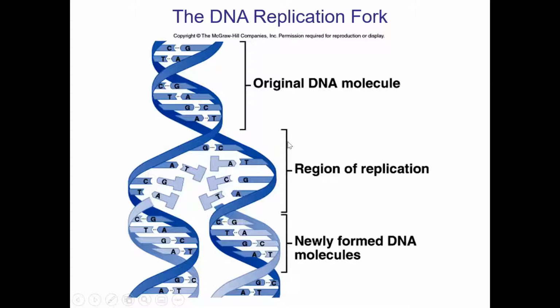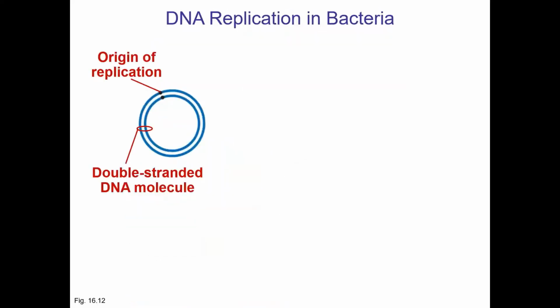Let's zoom in and take a look at some of the details. The area where replication begins is called a DNA replication fork. You can see we have one strand on the top and it's dividing, and we're making 2 strands underneath, and you can see that region of replication that's going on. We're going to zoom in on the DNA replication fork as we look at what those enzymes are doing. Let's take a look at some of the differences between bacteria and eukaryotes.